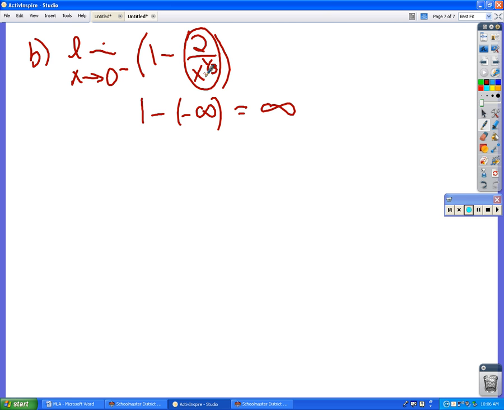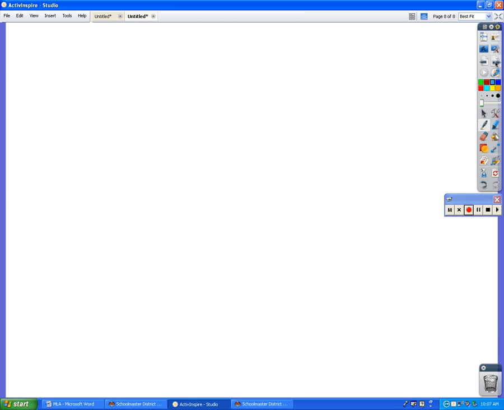1 minus 300 billion trillion is going to be basically negative. Or like 1 minus 2 is negative 1. Ouch, Austin. No, that's not real. That just happened.